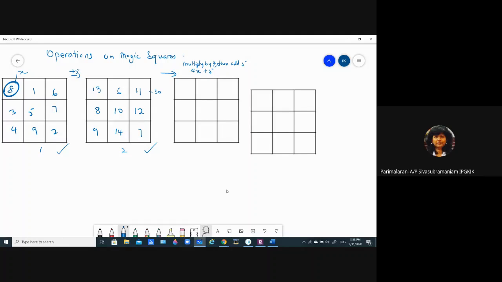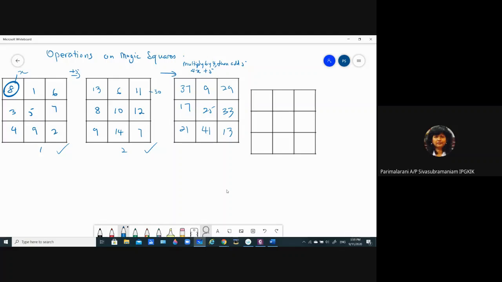So 8 times 4, 32. 32 plus 5, 37. 1 times 4, 4. 4 plus 5, 9. 6 times 4, 24 plus 5, 29. 3 times 4, 12 plus 5, 17. 5 times 4, 20 plus 5, 25. 7 times 4, 28 plus 5, 33. Okay? 4 times 4, 16 plus 5, 21. 9 times 4 is 36 plus 5 is 41. 2 times 4, 8 plus 5, 13.